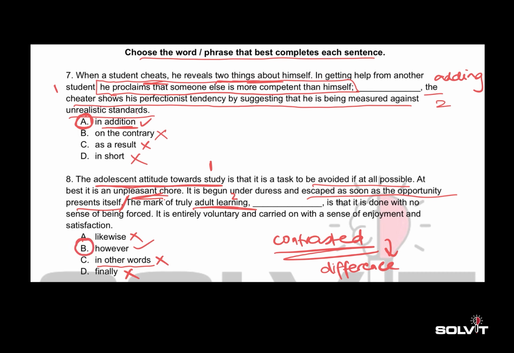I hope you know why, because to reiterate, however is used when you are pointing out the difference between two different things. And that's exactly what's happening here. So the writer is pointing out the difference between the two subjects, which is number one, adolescent attitude towards study, and number two, adult learning.